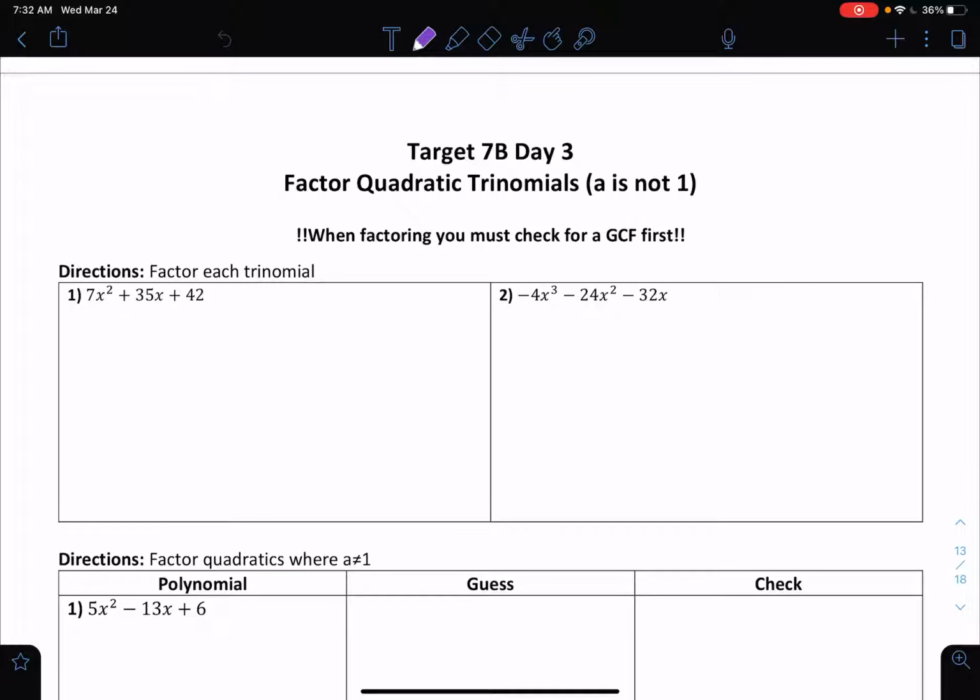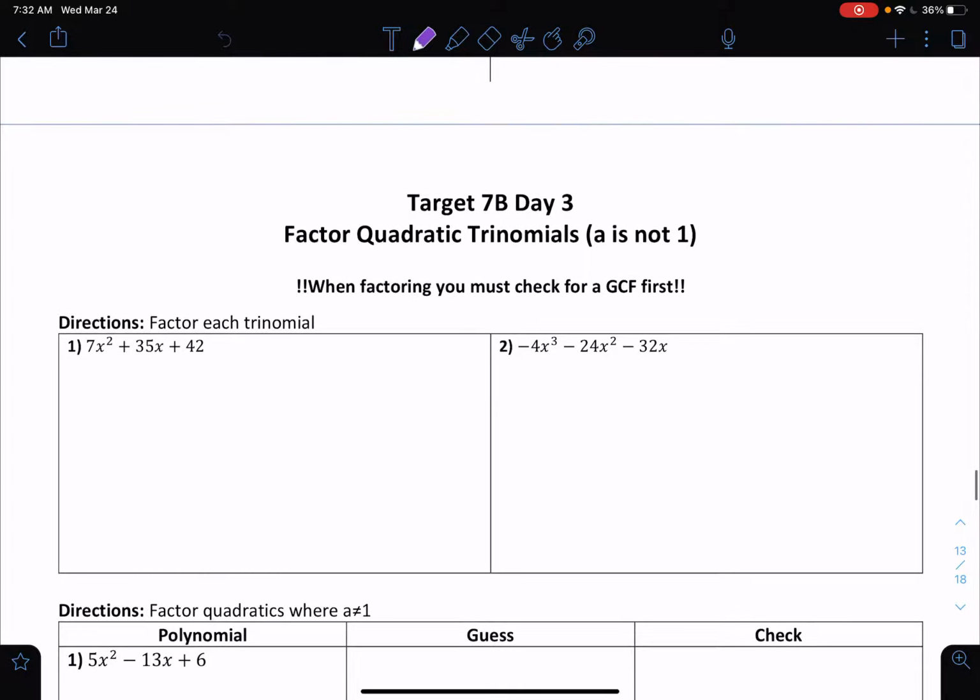Hello there, everybody. So we're going to keep talking about factoring trinomials here. But what if the a value is not 1? Well, before we get into more challenging problems, we're just going to do these first two.